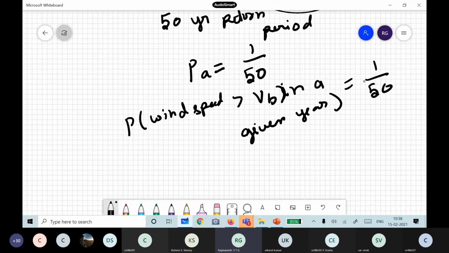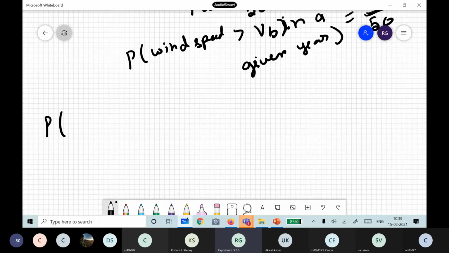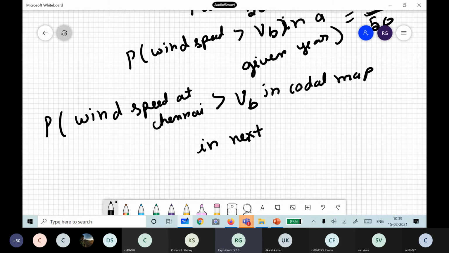So this is how you can calculate the probability. Now if you want to do this type of calculation, say the probability that the wind speed at my site in Chennai will be more than the VB given in the code, the codal map, in the next 50 years. I don't want the next year, but the next 50 years. So now how do we calculate?